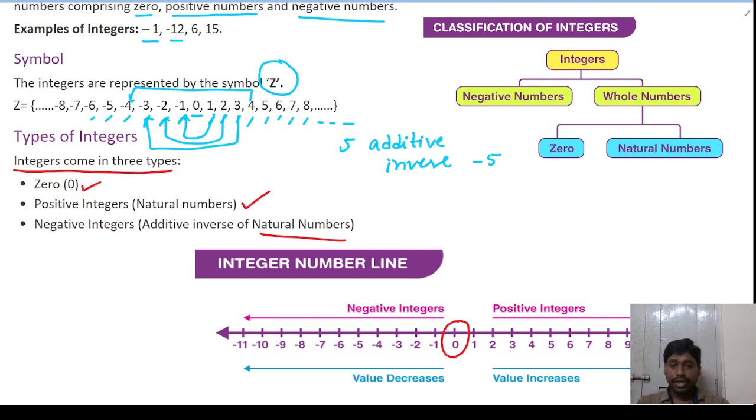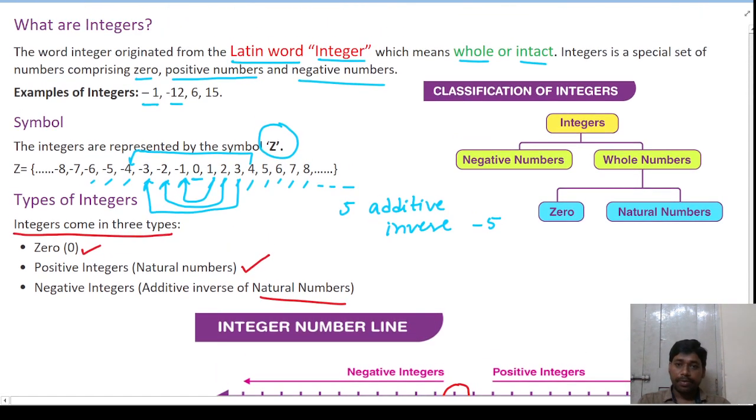If you go right of 0, the values of the numbers increase. Right side numbers are increasing. On the left side, the values of the numbers decrease. So integers are basically classified into negative numbers and whole numbers. In integers there will be negative numbers, and at the same time whole numbers.